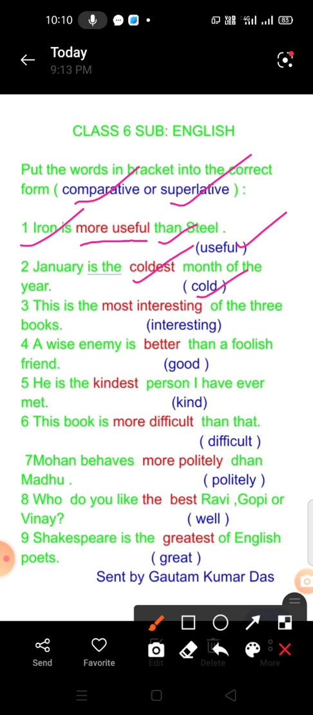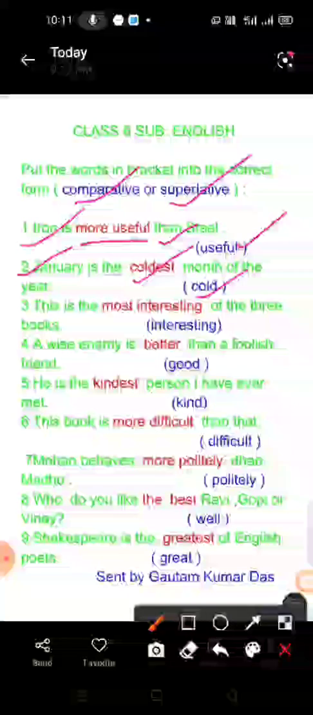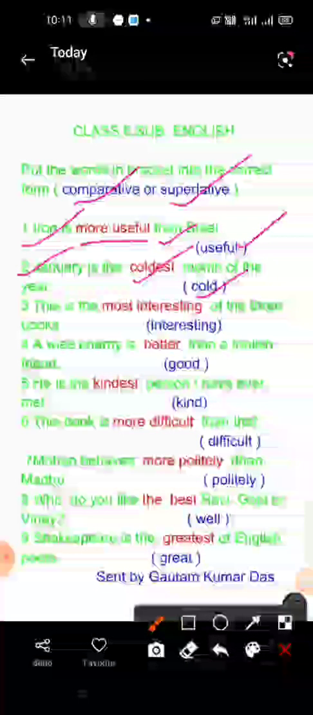I tell you some words: good, better, best. Tall, taller, tallest. Fast, faster, fastest. Fast is positive degree, faster is comparative degree, and fastest is superlative degree. Okay, so here number 2, January is the coldest month of the year. Cold is in the bracket. The is here, that's why here will be superlative degree.